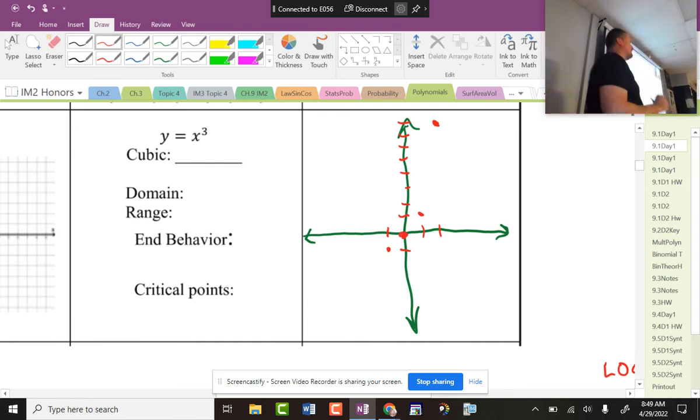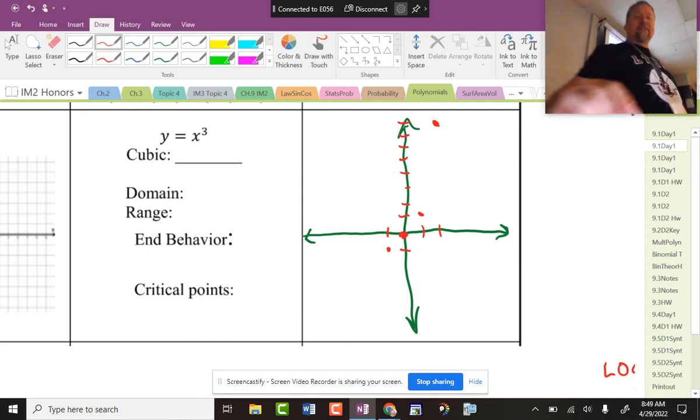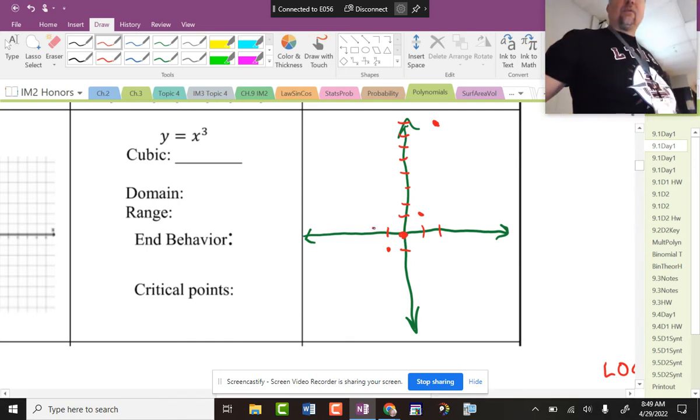So we got a little difference here between a quadratic and a cubic. And then what's -2 cubed? 3, 2, 1, go. It's actually -8. And then this is what we have.